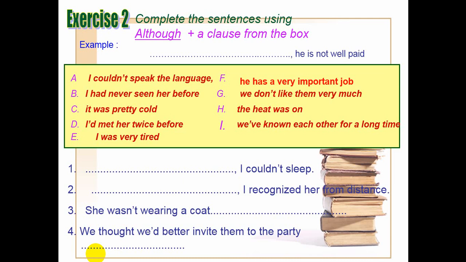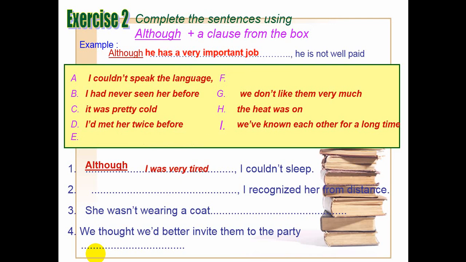Okay, so complete the sentence using although plus a clause from the box. Bây giờ chúng ta sẽ hoàn thành những câu này và sử dụng although đi với một mệnh đề nè. Ở trong cái ô này, trong cái khung này. Although he has a very important job, he is not well paid. Okay, so number one is although I was very tired, I couldn't sleep.